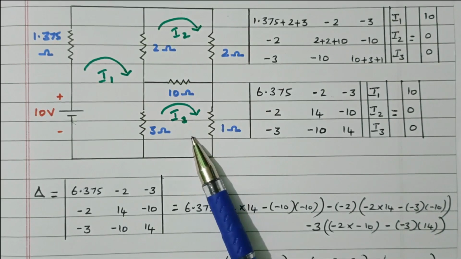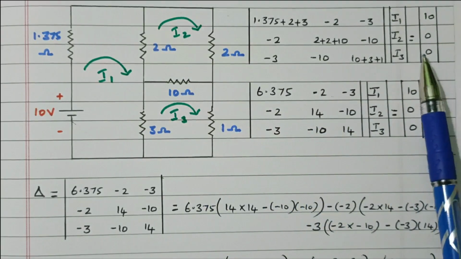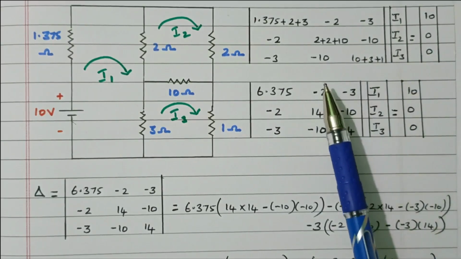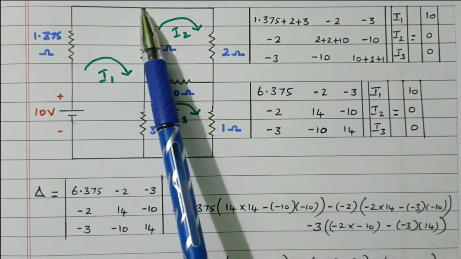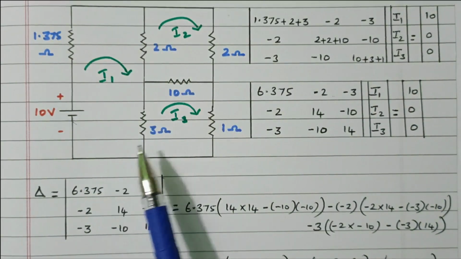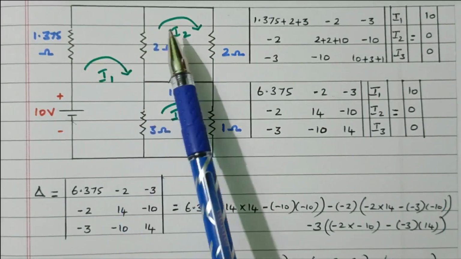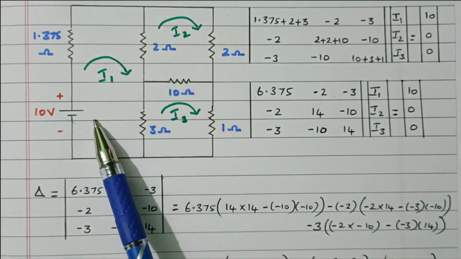Now we will repeat the same process with the matrix method. V equals I into R. Voltage matrix, current matrix and resistance matrix, right? So for this resistance matrix, this is loop 1 now. In the previous diagram, this is loop 1, loop 2, loop 3. Now this is loop 1, loop 2, loop 3. The loops are interchanged, modified now.